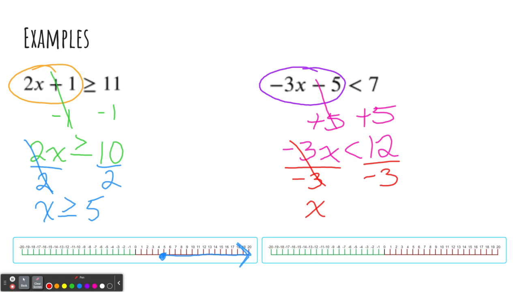12 divided by negative 3 is negative 4. Since we divided by a negative, that symbol needs to flip. So now we will have x is greater than negative 4. Since it is simply greater and not equal to negative 4, we're going to do an open circle at negative 4. And the arrow will point to all the numbers greater than or bigger than negative 4. So the arrow will go off to the right.